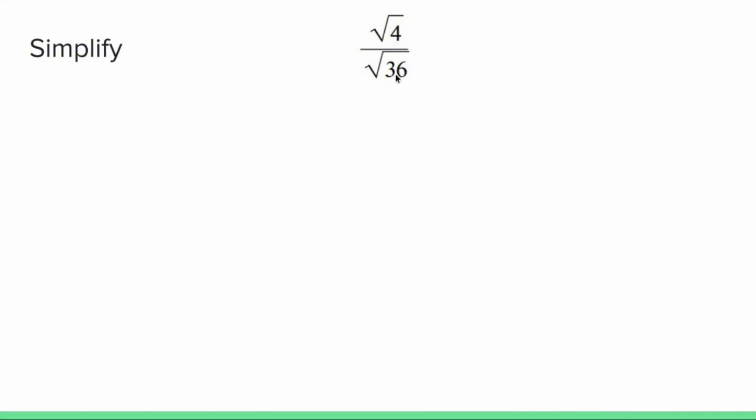Simplify the square root of 4 over the square root of 36. All right, well, the square root of 4 is 2, and the square root of 36 is 6, which becomes 1/3.